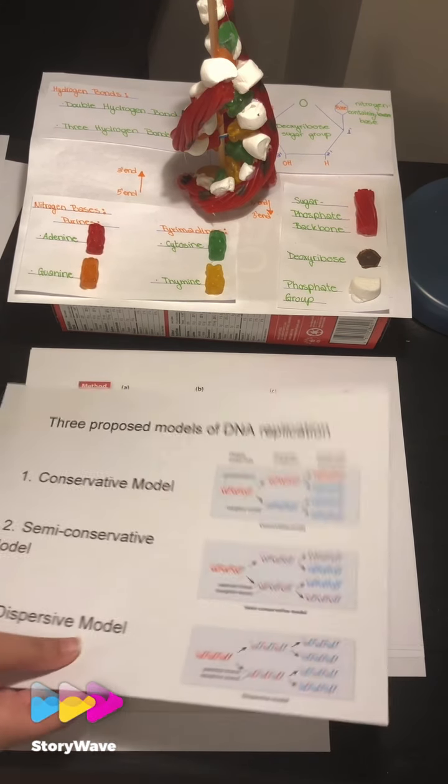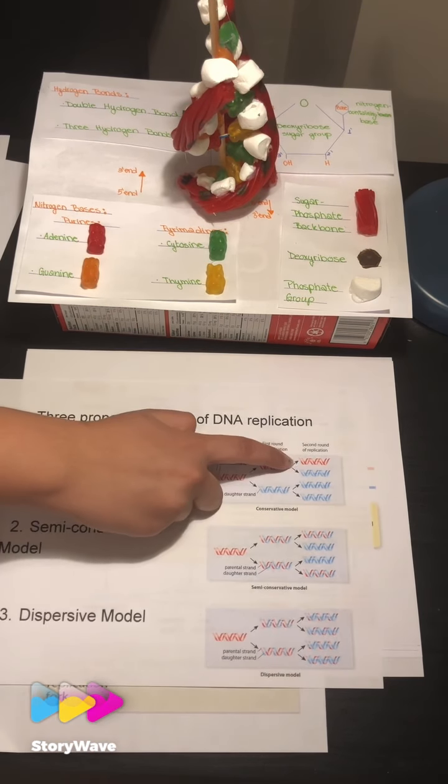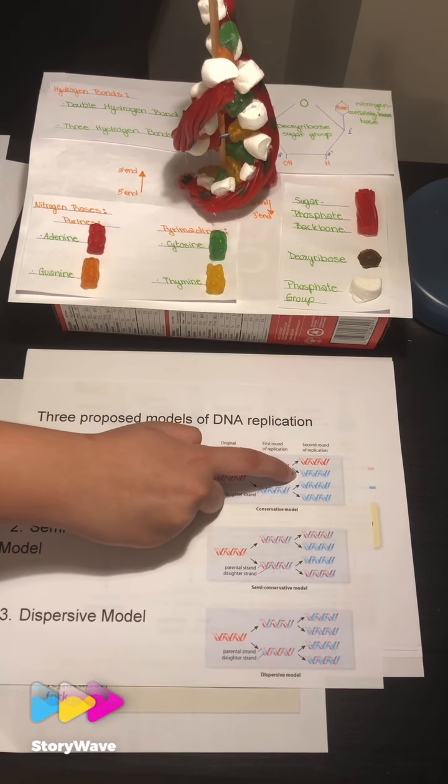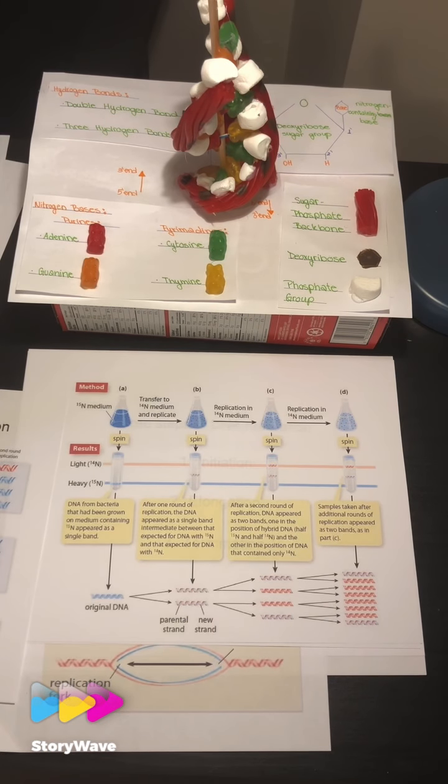And remember, as we saw earlier, the conservative model had only one parent molecule and one daughter molecule. But when they put it in N14 for the first round, it showed a mix of both, and that's why they took away the conservative model.